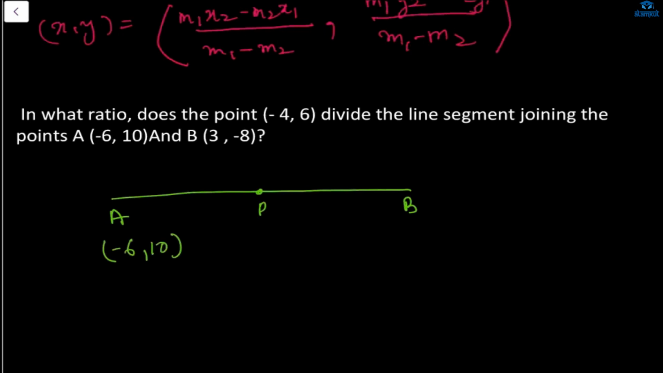Minus 6, if we go to the negative side, then minus 4 will come here. And here it will be (3, -8). Now you have to tell what is the value of m1 and what is the value of m2. There are two ways to solve this problem. First we will do the general way, from what you have learned till now. And one special case, how you are going to solve it, I will tell you after this.